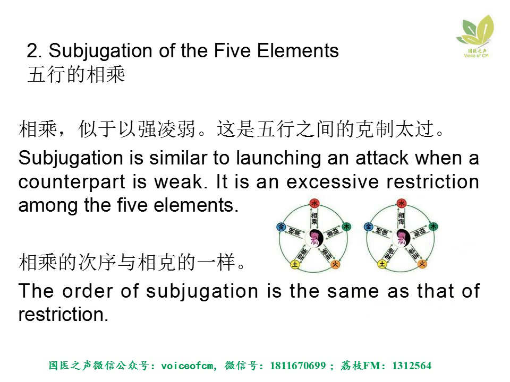And we will further talk about subjugation of the five elements. 那我们继续给大家介绍五行的相乘。那相乘呢，它就相当于以强凌弱，这是五行之间的克制太过。So, subjugation is similar to launching an attack when a counterpart is weak. It's an excessive restriction among the five elements. 那相乘的次序呢，和相克是一样的。The order of subjugation is the same as that of restriction.